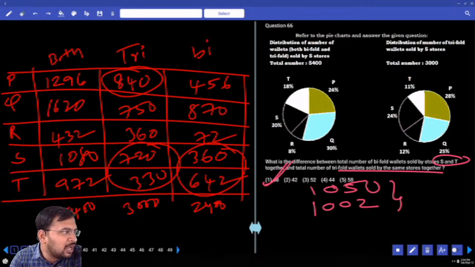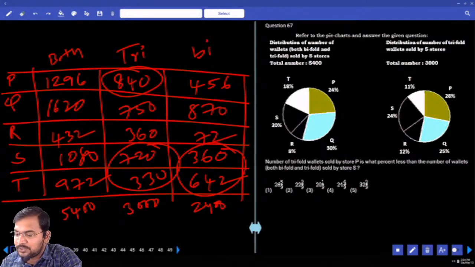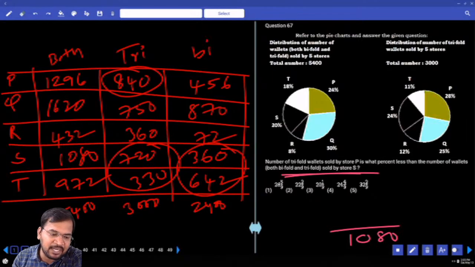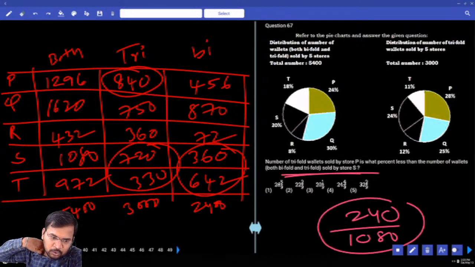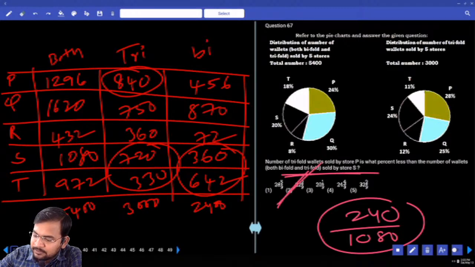Once you draft, all 5 questions we are going to solve in 1 minute only. All of you clear? Number of trifold wallets sold by P, 840, is what percent less than the wallets sold by both? They compared with 1080. 840 is how much less? 240. So 240 is what percentage of 1080? 108 two times is 216. Remainder will be 24, and approximately 22%.